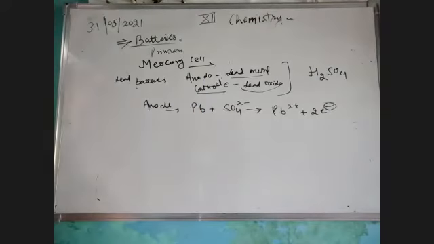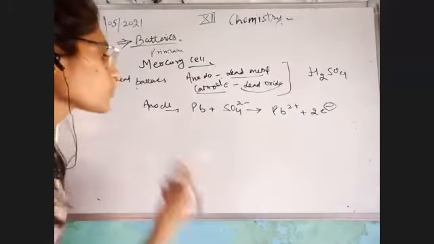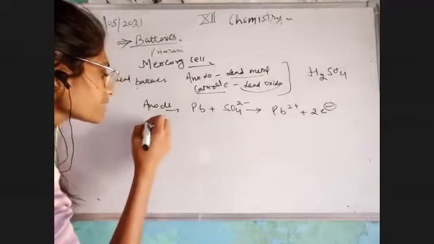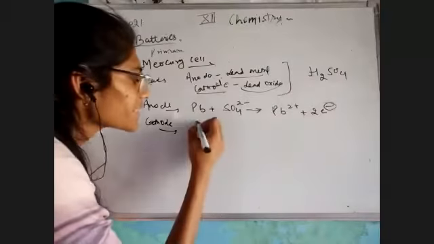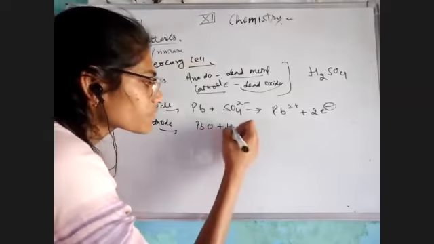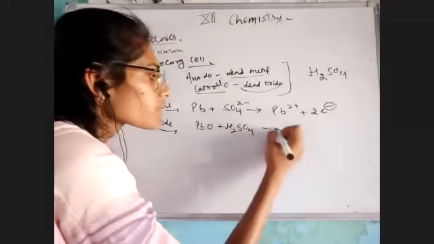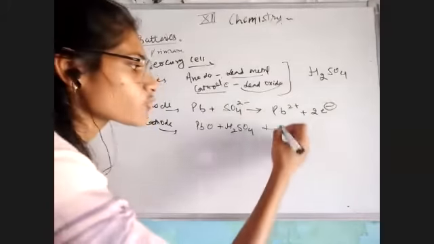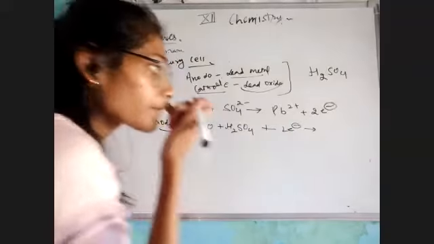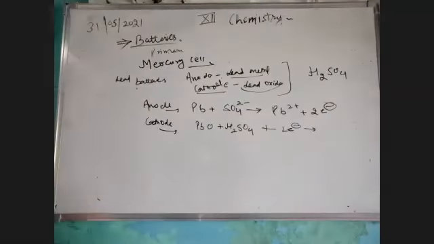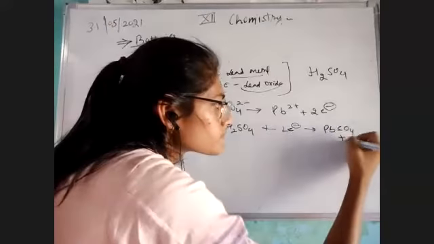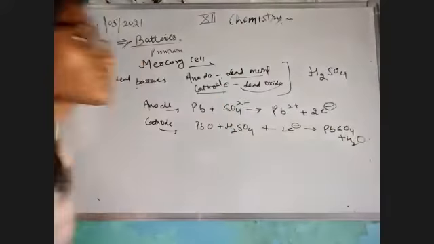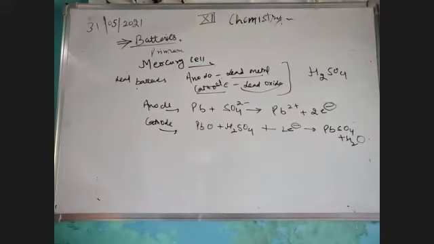Sulfuric acid here is used as the medium to provide the movement of ions, whereas at the cathode there is lead oxide plus sulfuric acid, and it would accept the electron and make lead sulfate plus water. The reaction takes place both at the anode and at the cathode.